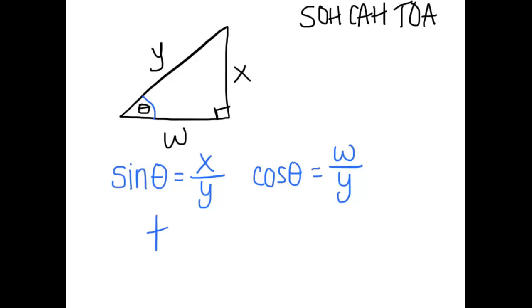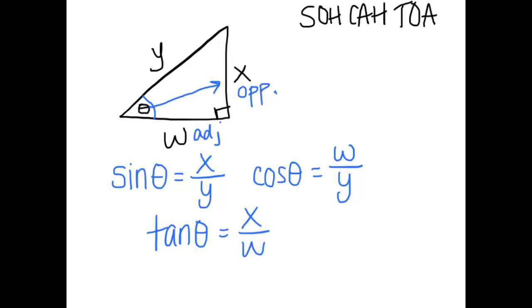The tangent of angle theta is equal to x over w, opposite side over adjacent side. If you have trouble figuring out which side is which, you can draw an arrow from your angle across the triangle, and whichever side you're pointing at, that's the opposite side. The side that's not the hypotenuse then is the adjacent side. And of course, the longest side in your right triangle is the hypotenuse.